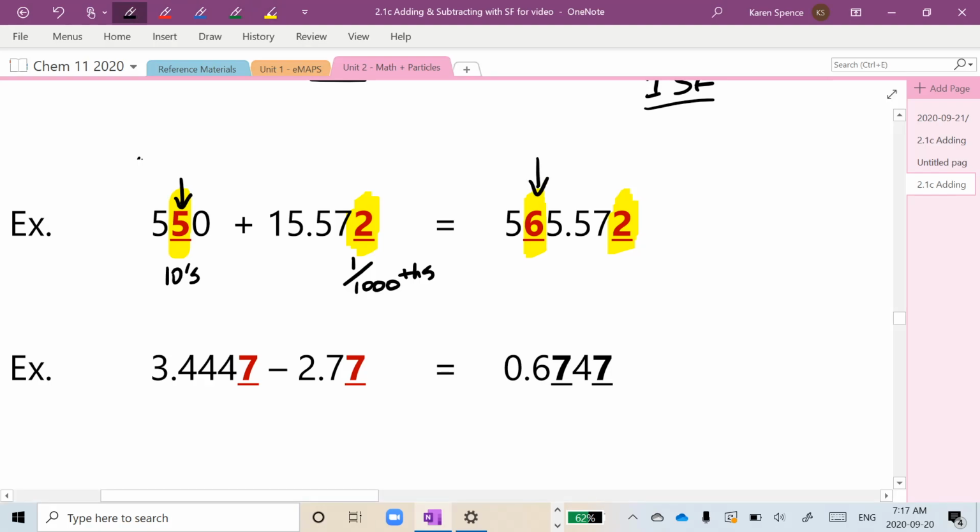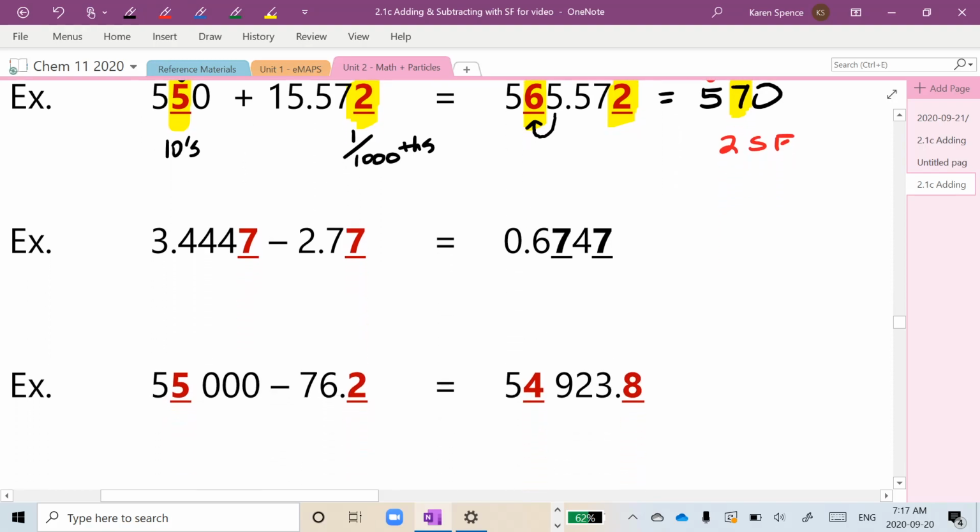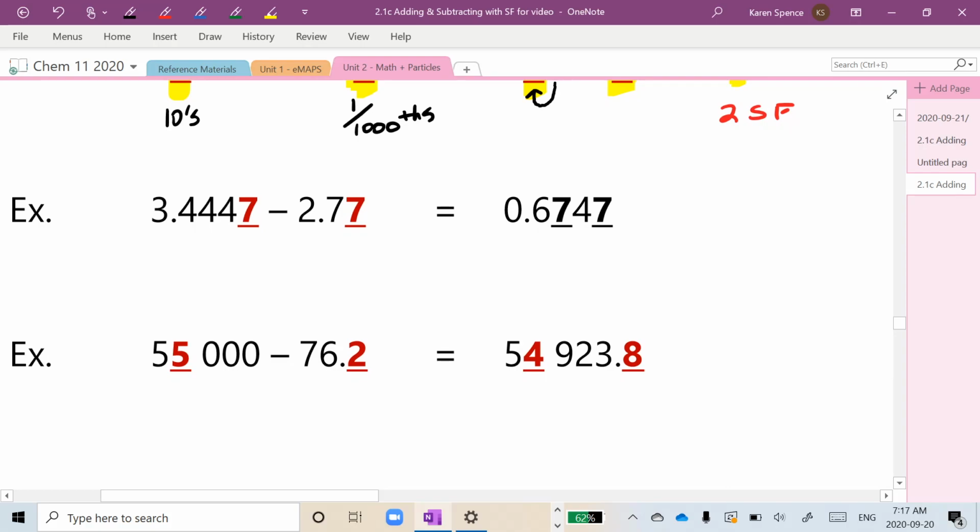Okay, so even though our thousandths is also uncertain, our first uncertain digit is the tens position. So when we round that, now we're going to have to look to the number to the right of the 6, and we are going to get 570. And our uncertain digit will be right there. So our final answer will have 2 sig figs. Okay, 1 here, and then our uncertain digit here.